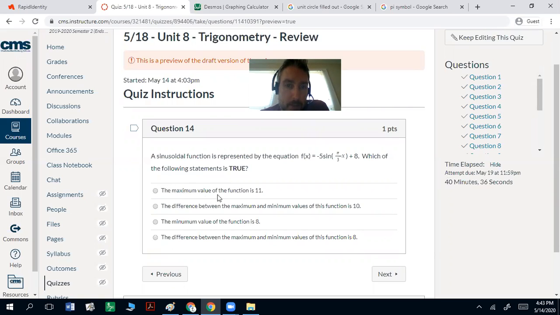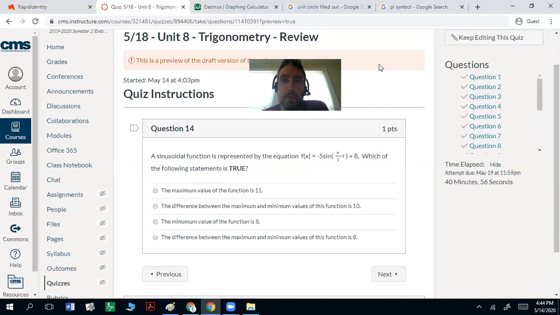It talks about the maximum value being 11. The difference between the maximum and the minimum values of this function is 10. The minimum value of the function is 8. And the difference between the max and minimum values of this function is 8. So let's break this down first. We have -5 sine pi over 3x plus 8.